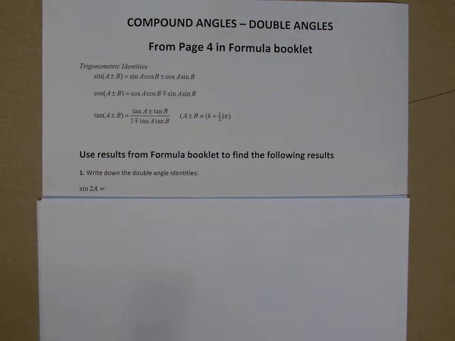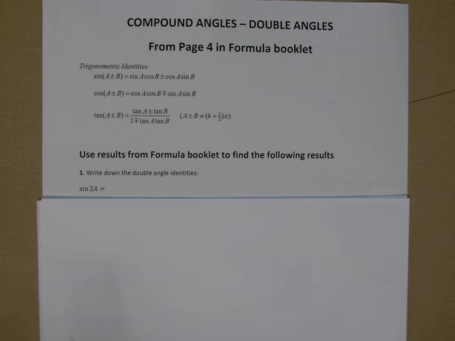Okay, so question 1 here says: write down the double angle identity for sine 2A. You can see the double angle there: 2A is double of A, and in questions you'll see things like sine 2x or 2 theta. They don't necessarily use A, they'll use x or theta and so on.